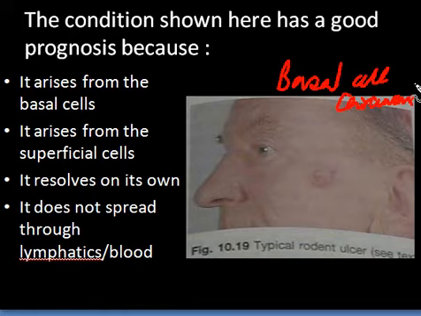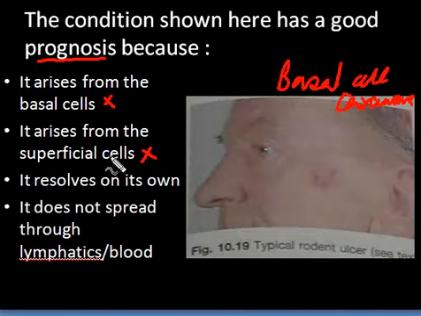So this has a good prognosis, not because it arises from the basal cells. Basal cell carcinoma does arise from the basal cells, but that's not why it has a good prognosis. Has a good prognosis means it is not dangerous. So this is therefore not the right answer. It arises from the superficial cells. First, this does not arise from the superficial cells. Squamous cell carcinoma arises from that. And even if it did, that's not why it is not dangerous.